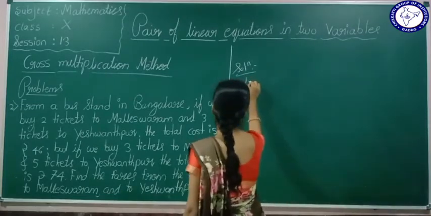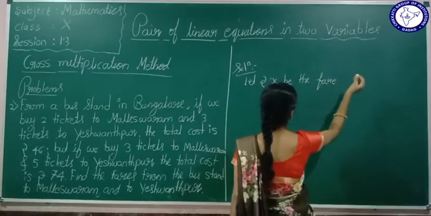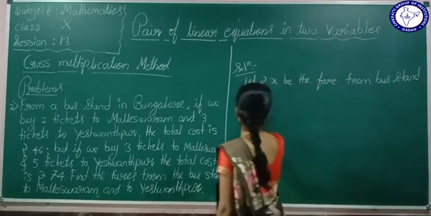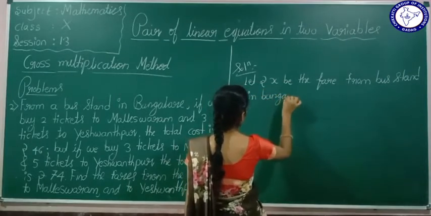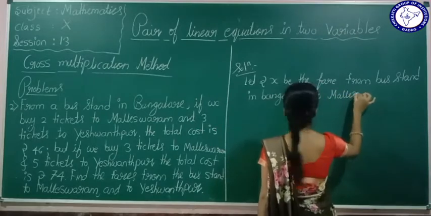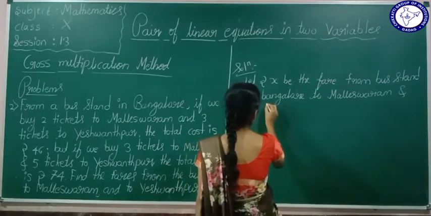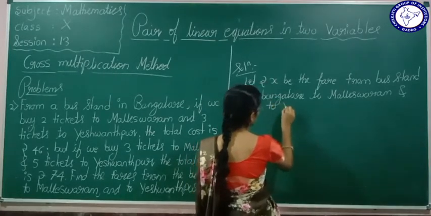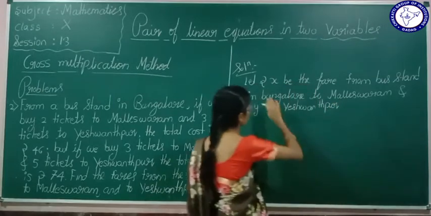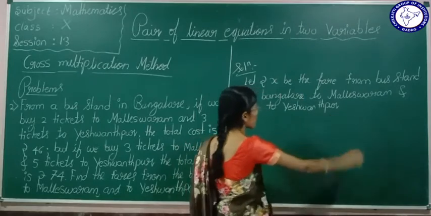Let rupees X be the fare from the bus stand in Bangalore to Malleshwaram, and rupees Y be the fare from the bus stand to Yashwantpur. We have assumed this.